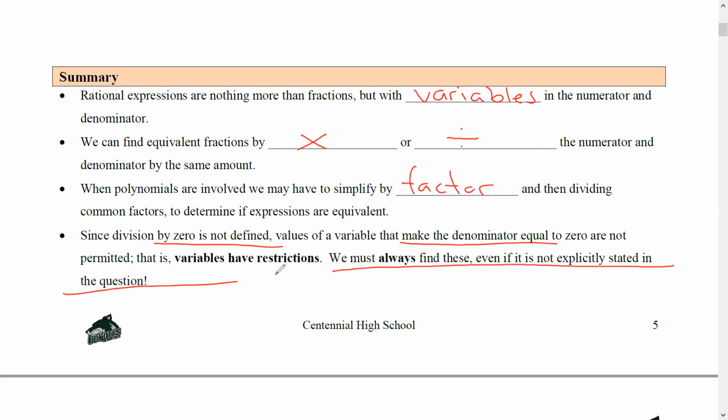So if you're having a problem understanding non-permissible values after you're done your practice, you have to start asking questions right away. It is very, very important.